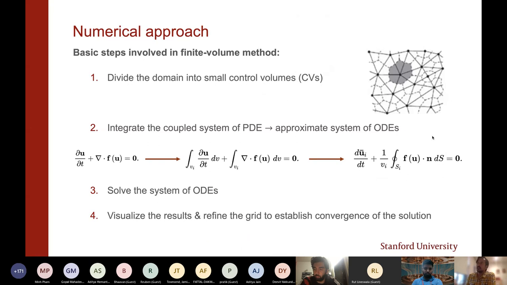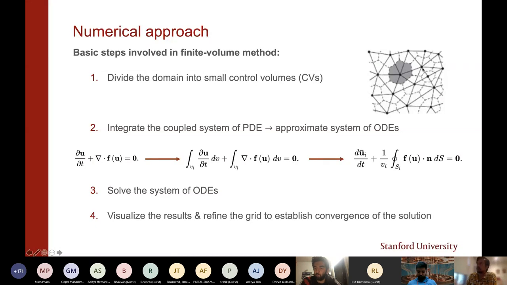I am going to go a little bit in depth about finite volume. I'll be only talking about finite volume in this talk because that's the most relevant and most used method for fluid applications. So the first step is to divide the domain into control volumes. You can use arbitrary shape control volumes, but the most popular ones are the triangle shape or hexagonal shape that you have here, like the gray area.